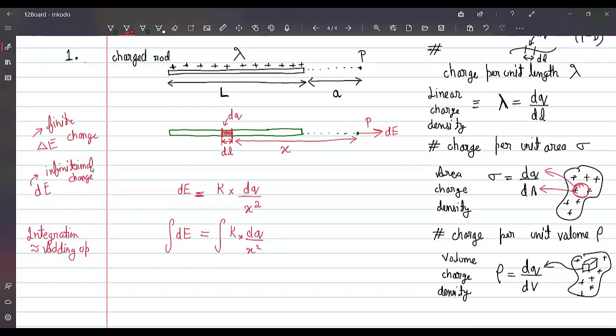And adding up infinitesimal changes, that is why calculus is very helpful to us. The integration of very infinitesimal things is very easy in calculus. So integration of dE is E. And let us see how we can integrate this quantity. K is a constant, I can take it outside the integration.